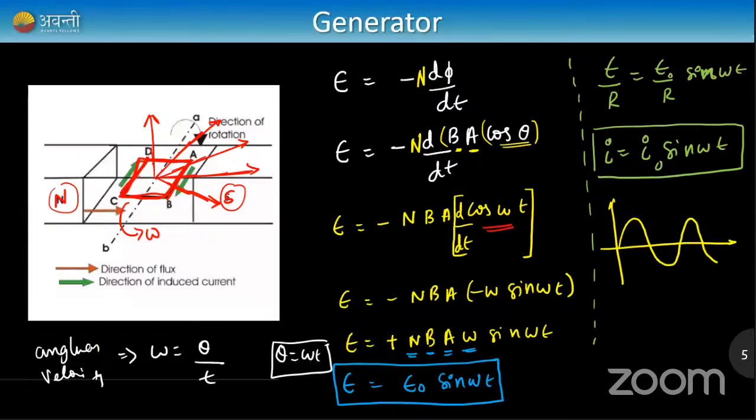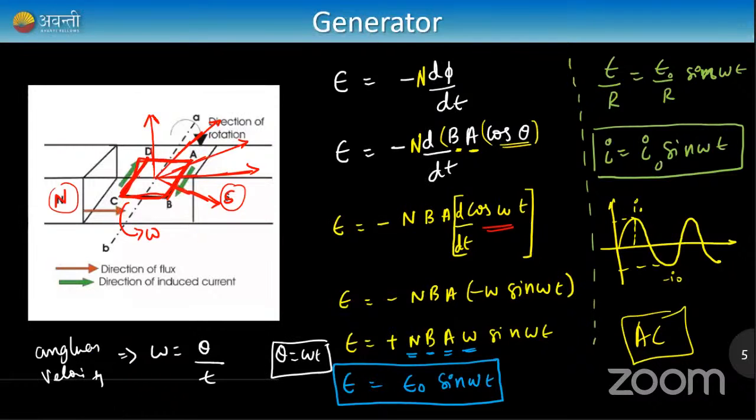The maximum value of this current will be equal to I naught, and the minimum value will be equal to minus I naught. So is this a direct current or alternating current? This is an alternating current. So this is how I get the alternating current in a generator. And that's all, guys. There is no extra concept on generators.